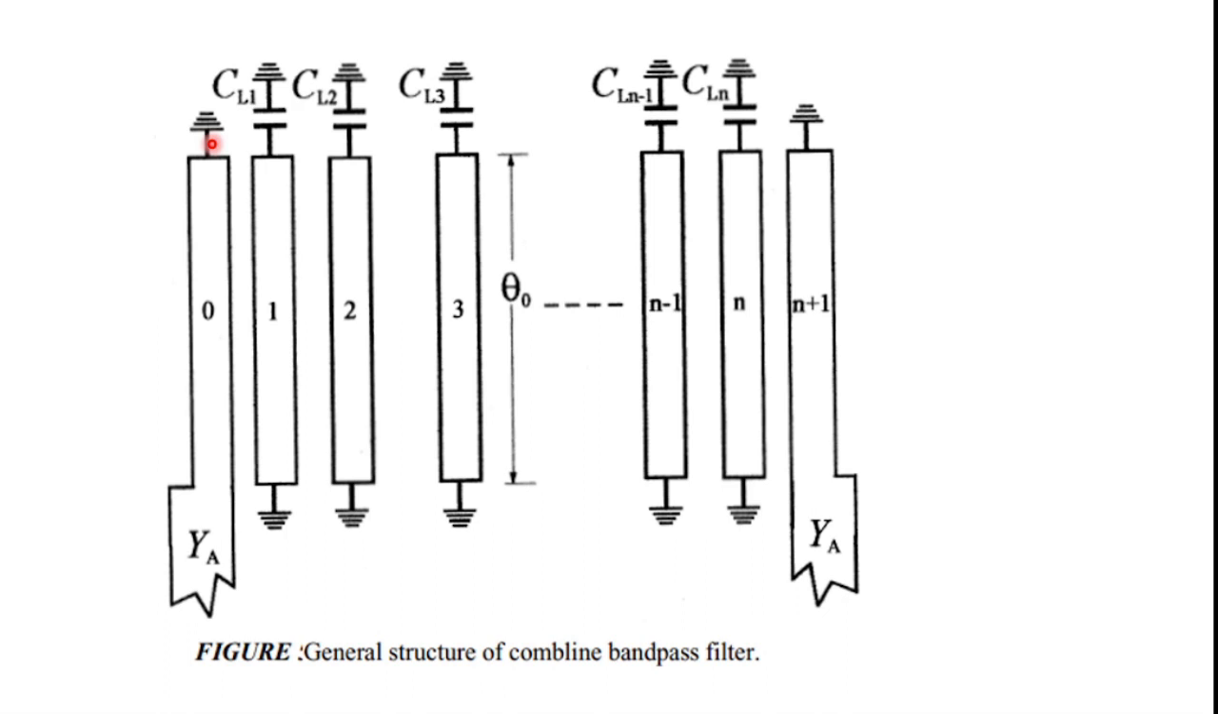Now in this design, I am going to design a 5-pole Chebyshev Combline bandpass filter. Assume that a 5-pole Chebyshev low-pass prototype filter with 0.1 decibel passband ripple has been chosen for the bandpass filter design. The bandpass filter is designed to have a fractional bandwidth of 0.1 at a midband frequency of 2 GHz.